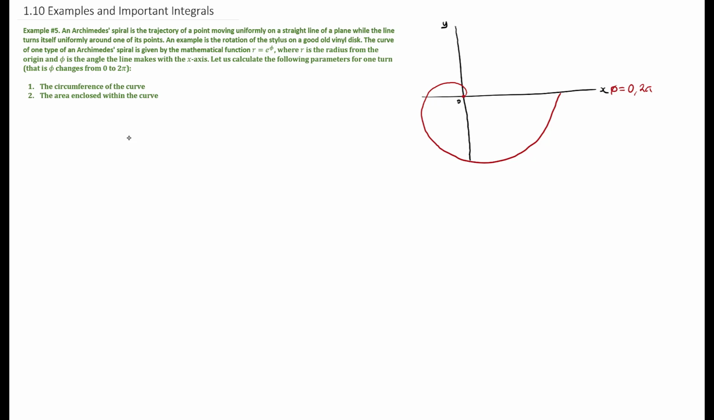And so in part 1, we're trying to find the circumference. And in part 2, we're going to try and find the area enclosed by the curve.